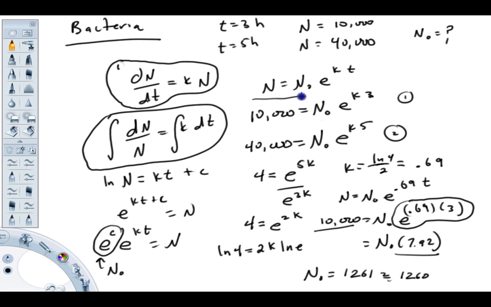get us to here. And then four, we apply the conditions given in the problem. We know that when t is equal to 3, n is equal to 10,000. We know that when t is 5, n is 40,000. We apply those values. That yields these 2 equations, which can be solved for both k and n sub o. Hope that example helps. Have a great day.